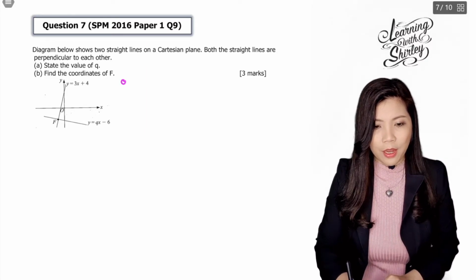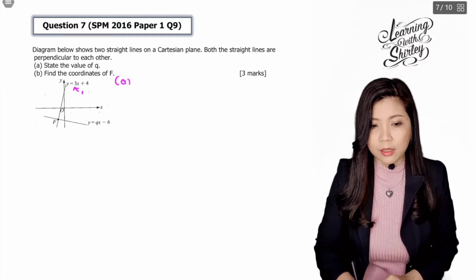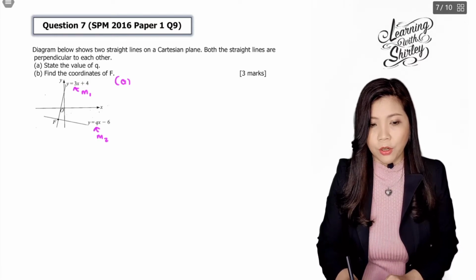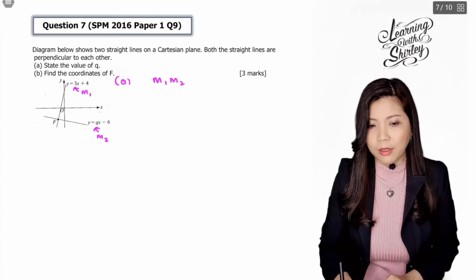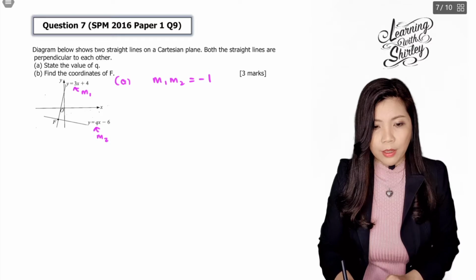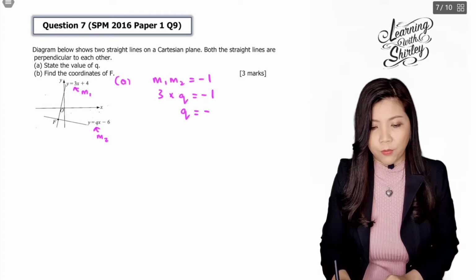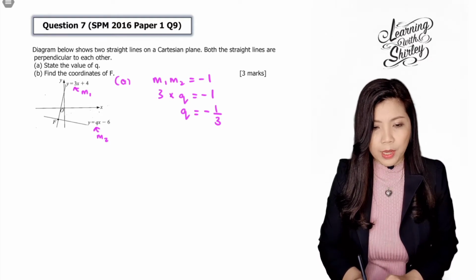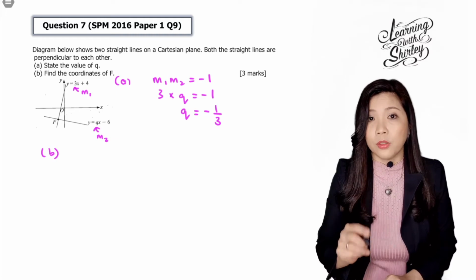To solve A, this is equation 1, and this is the gradient, which is 3, and this will be the gradient, which is M2, because they are perpendicular to each other. So I'm going to put into the M1 M2 formula, equals -1. So M1 is 3, times M2, which is Q, equals -1. So therefore, Q is equal to -1 over 3. That's the answer for A. Now let's solve for B. Find the coordinates of F. F is the point of intersection between the two lines.